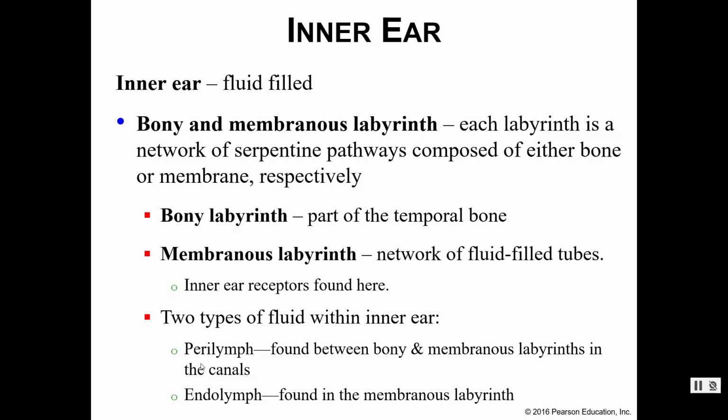Okay, now we said your inner ear was fluid-filled. Got to talk about the fluids. We have two types of fluids: perilymph and endolymph. Perilymph is found between these two labyrinths, the bony and the membranous. Okay, your endolymph is found inside the membranous labyrinth. Okay, so just remember, endo basically kind of means inside, so we're inside the membranous labyrinth. Okay, now I know that's a lot of words, and it gets a little confusing, so let's make sure we look at a picture.